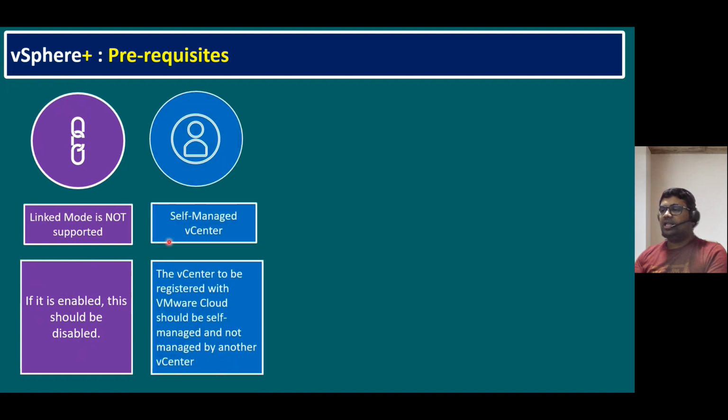And the second one, self-managed vCenter. The vCenter to be registered with VMware Cloud should be self-managed and not managed by any other vCenter. Suppose you added it to any of the remote vCenters, that's not recommended. It should be a self-managed vCenter.